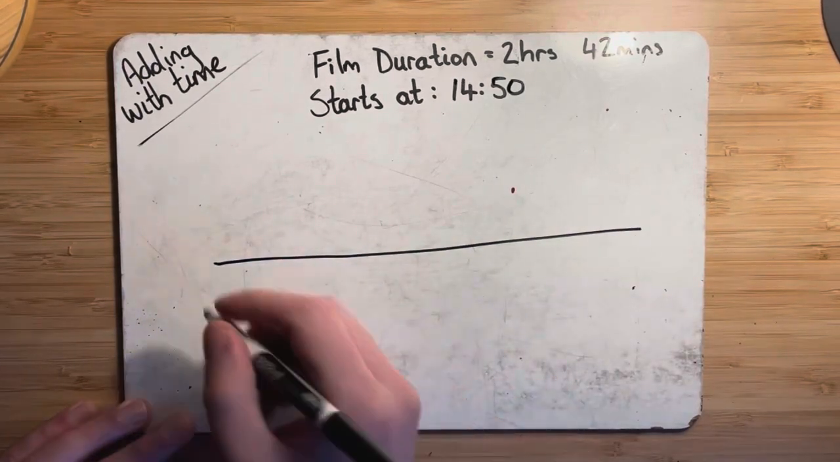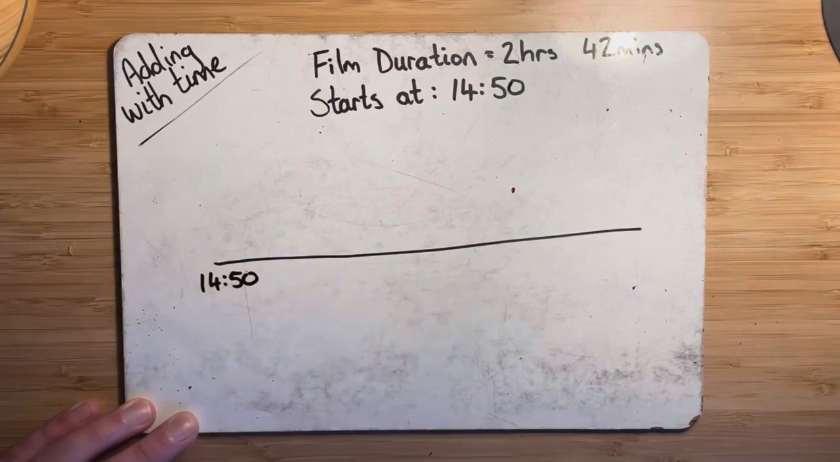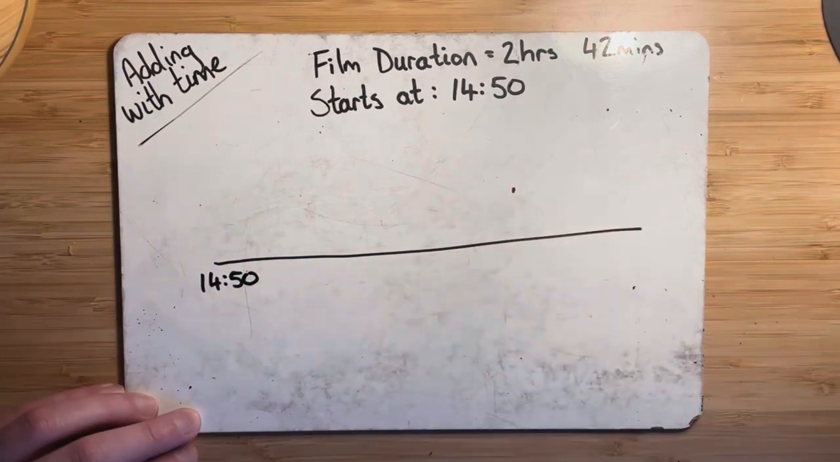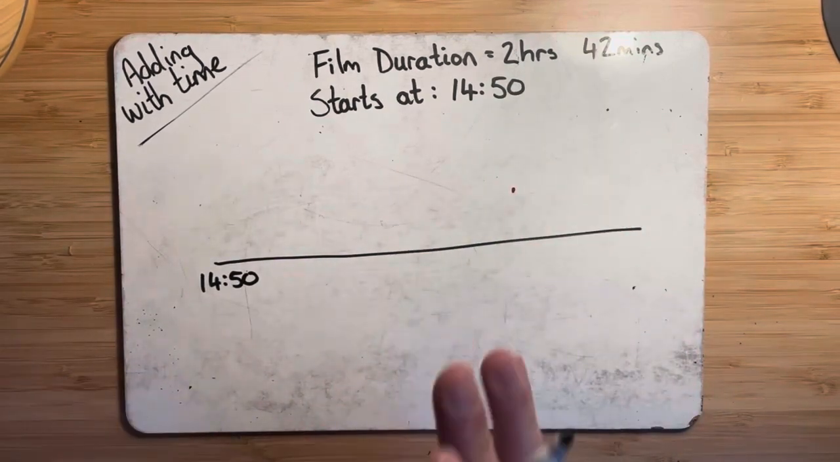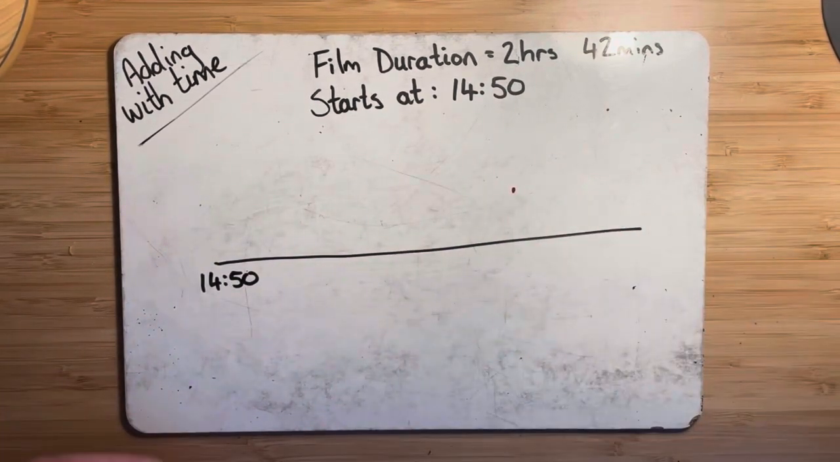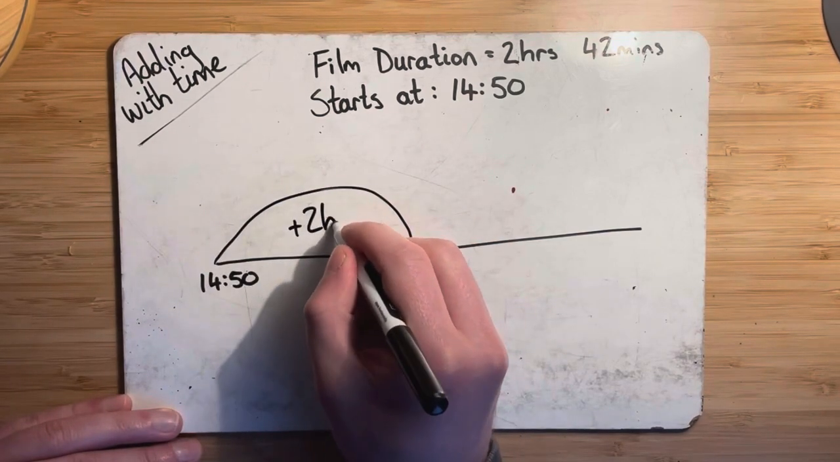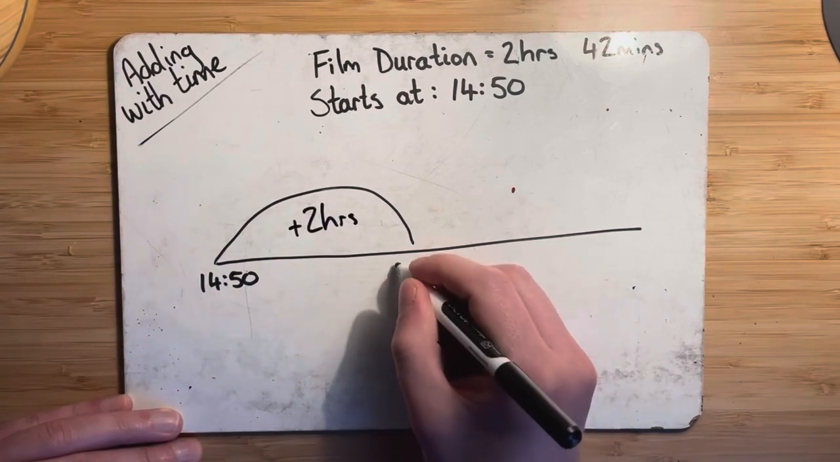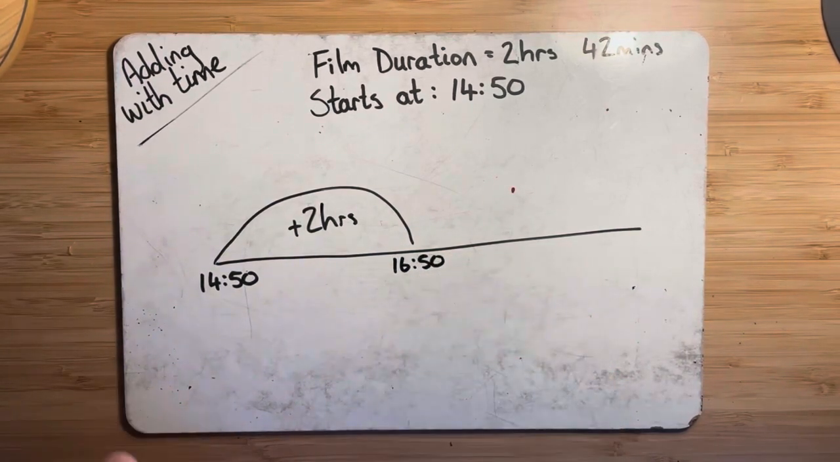So again, because I'm adding on, I'm going to start down here. So 14:50 can start down here because that's our start time. And again, I think I'll just add my 2 hours on first. You don't have to do it that way, you can start with minutes. It's up to you what order you add them all on, as long as you add all the chunks on. So I'm going to add a big chunk of 2 hours on first. 2 hours would take me up to 16:50 or 4:50. So we've added the 2 hours on, but we've still got the 42 minutes to add on.